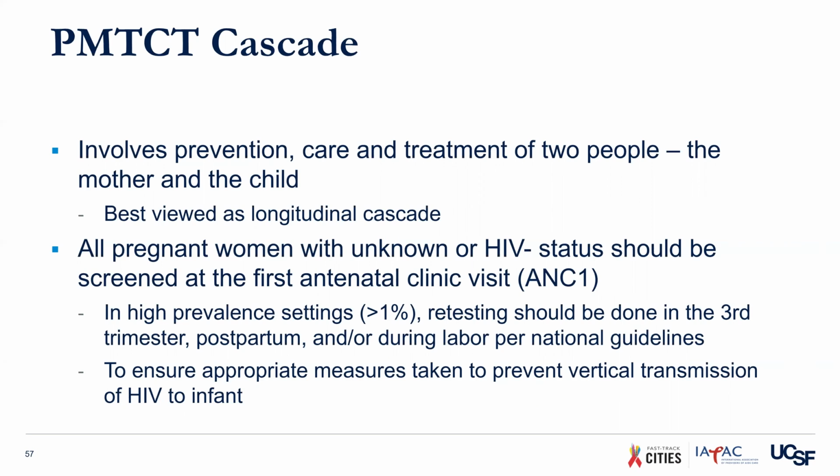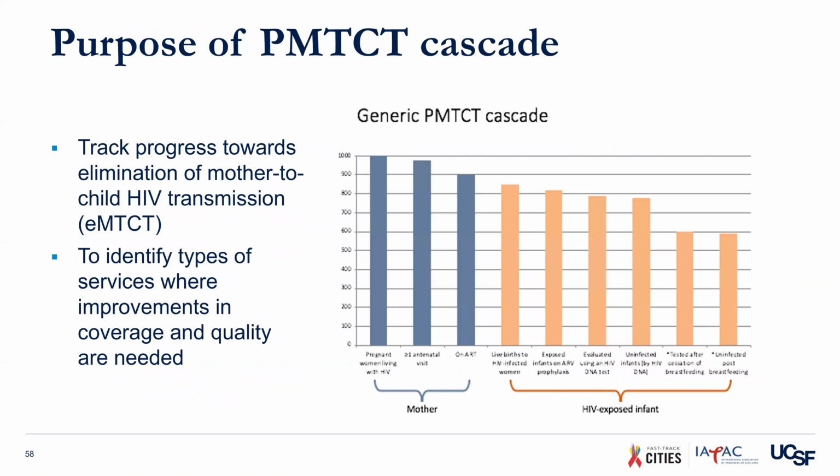So all pregnant women with a known or unknown HIV status should be screened at the first antenatal visit, and this is highlighted in this example as the first step of the cascade. So the PMTCT cascade is used to track progress towards elimination of mother-to-child HIV transmission, as well as to identify types of services where improvements in coverage and quality are needed.